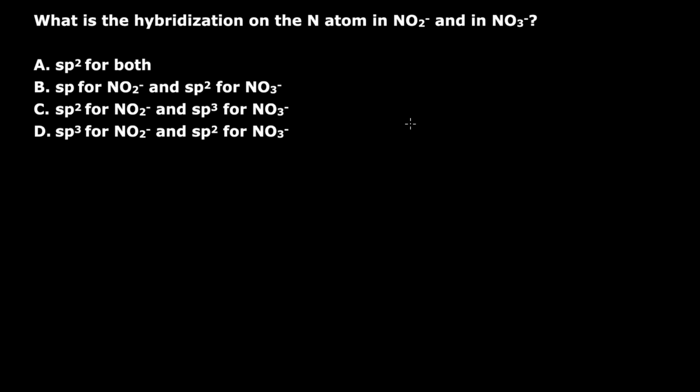So now in this question, we want to figure out what the hybridization is around the N atom in NO2 with the -1 charge and NO3 with the -1 charge. Now to figure this out, we have to first do the Lewis structure for both of these chemicals. And to do the Lewis structure, we need to know the number of valence electrons. And to do that, we need a periodic table. So let's pull up a periodic table.